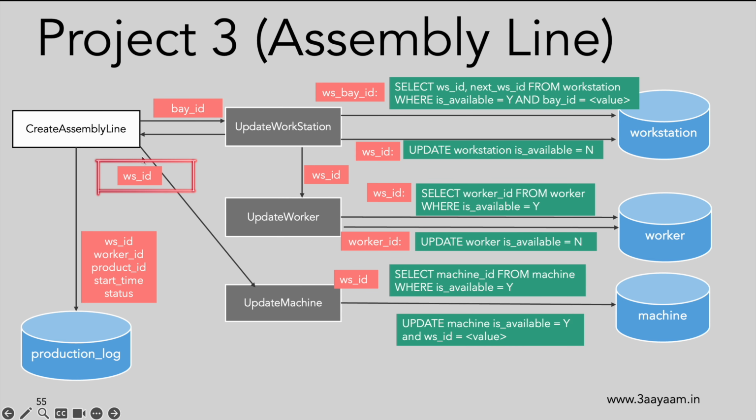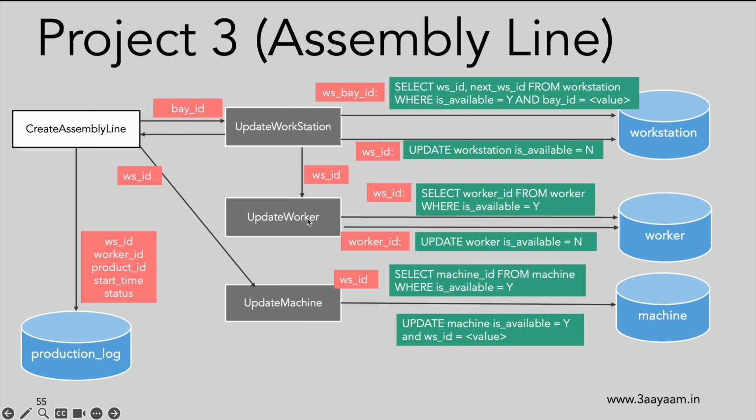So we'll be sending WSID or workstation ID to our update machine API, and it'll try to get the machine ID from the machine table, whichever machine is available. And if we get a machine ID, then we'll update the machine to be not available, is available should be equal to N, and we'll also update the workstation ID with this particular workstation that we have sent to this API. And where have we sent it from? We have sent it from create assembly line. I'll talk about create assembly line shortly.